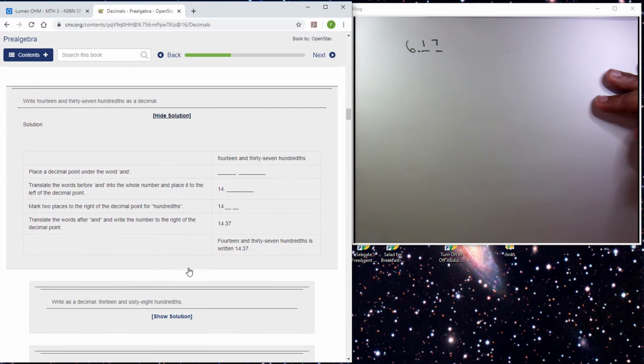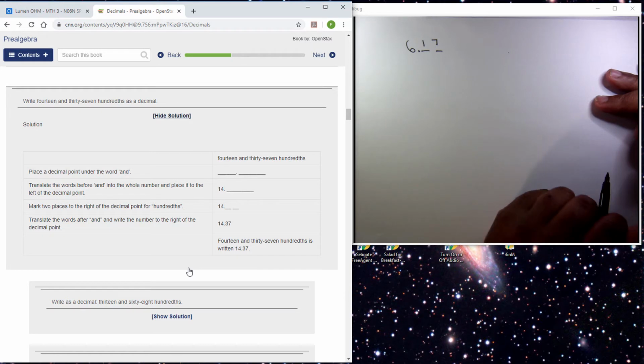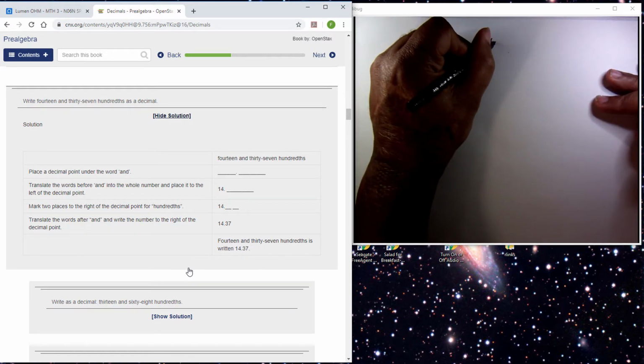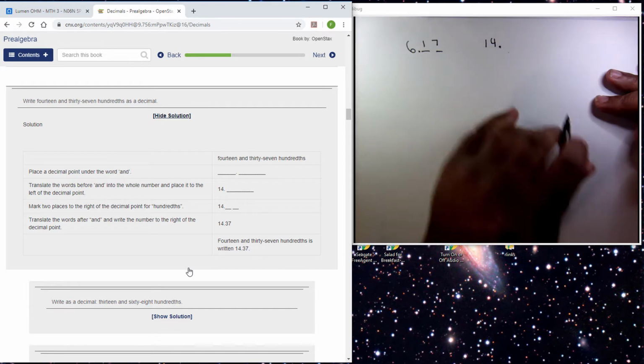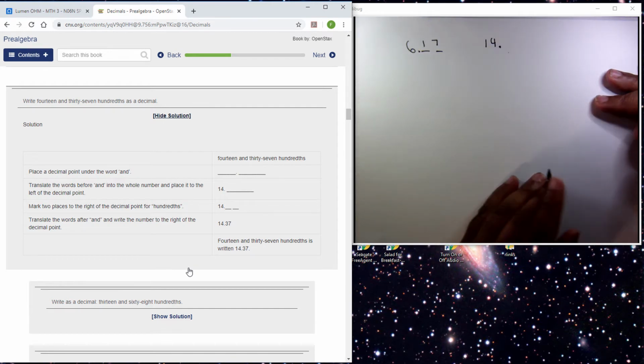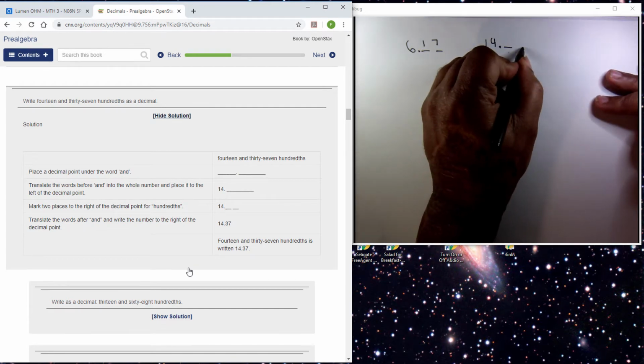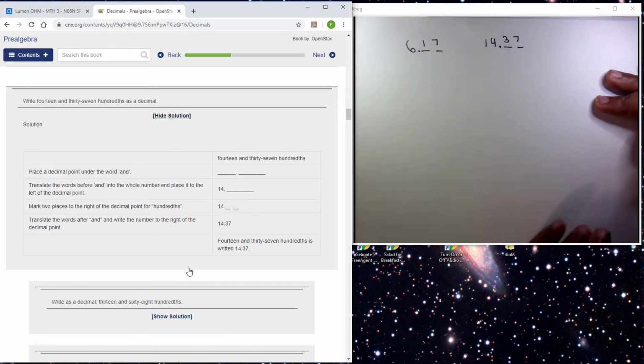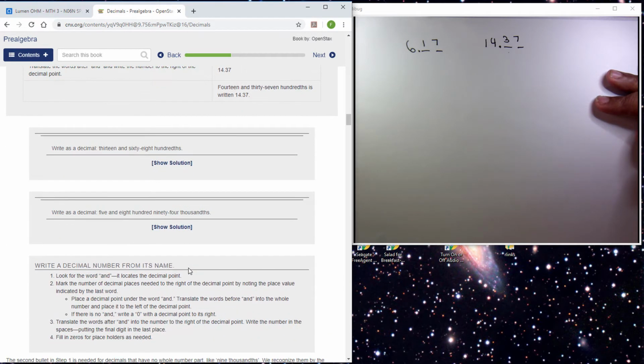Let's look at some more here. This one we have 14 and 37 hundredths. The whole part is 14. Then we have "and" for the decimal. And we start reading from the furthest place out, 37 hundredths. So that says 14 and 37 hundredths.